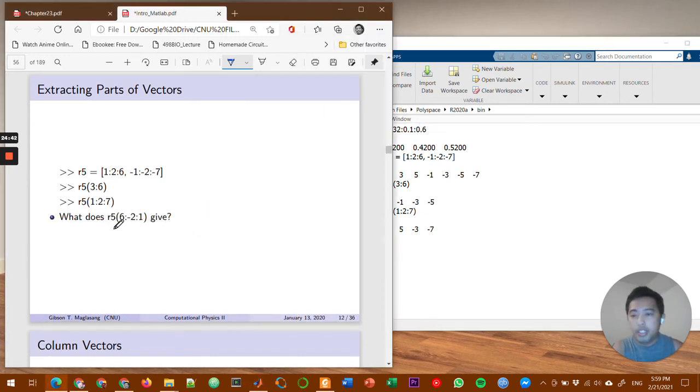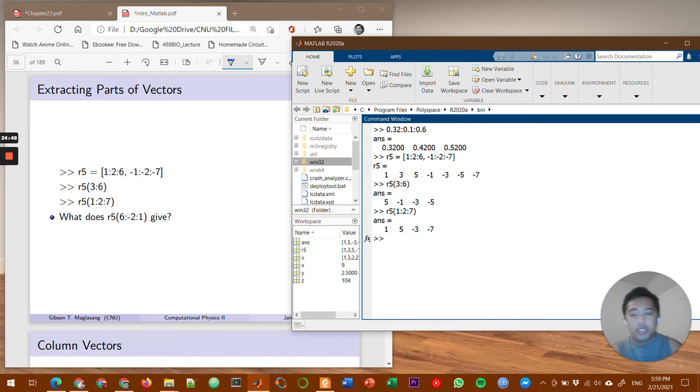So what does R5, 6 colon negative 2 colon 1 give? So if I type that one, 6, negative 2, 1, and I enter it. You try to imagine what will come out. So, 6, negative 2, 1. So, instead of incrementing, it decrements from the 6th element down to 4, down to 2. Okay? So, 6, 4, 2. That's why the result is negative 5, negative 1, and then 3.